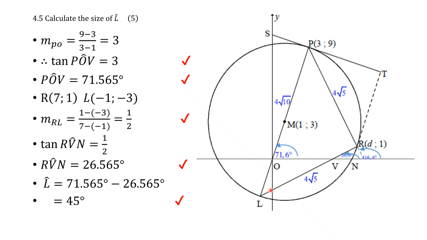Right, so to get L, remember exterior angle equals the sum of the two opposite interior angles. So this is 26,6, so therefore 71,6 minus 26,6 gives me L equal to 45 degrees. So 1 mark there for using angle of inclination, tan equals 3, getting the gradient of RL, using it to get the angle, and then getting the correct answer. Alright, now let's look at the last problem.